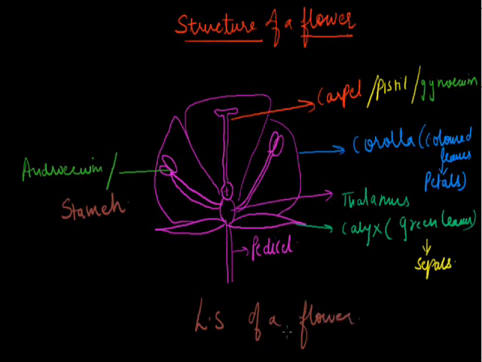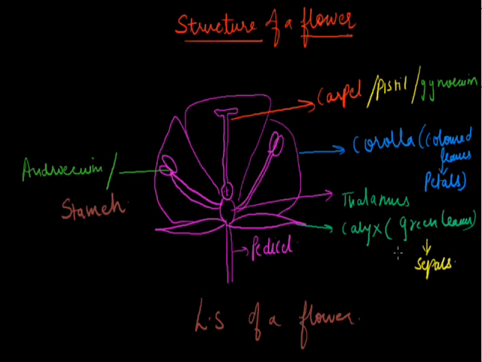Again I am repeating that a flower consists of a long stalk which is called pedicel. On this long stalk, a round structure is there that is called thalamus, on which all the other parts of a flower are based. There is a first whorl of the flower that is called calyx, which is made up of green leaves, and these leaves are called sepals.